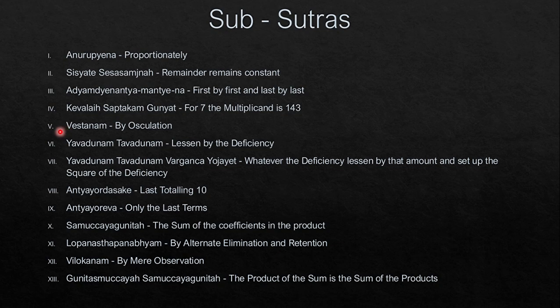Then Vestanam, which means oscillation. Then Yavadunam Tavadunam, which is lessened by the deficiency. Then we got Yavadunam Tavadunikrtya Vargena Yojayet, whatever the deficiency, lessen it by that amount and set up the square of the deficiency. Then Antyayordasake'pi, last totalling 10.